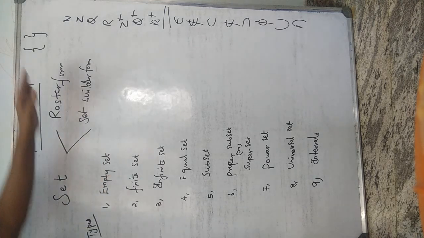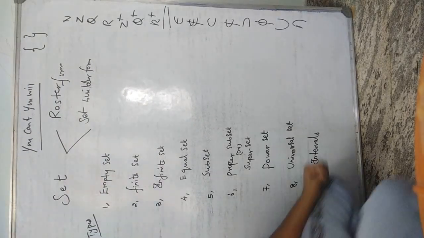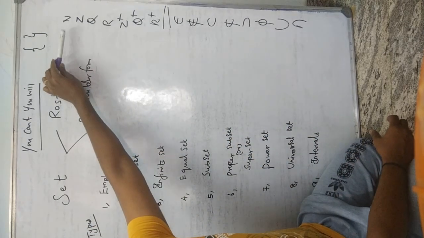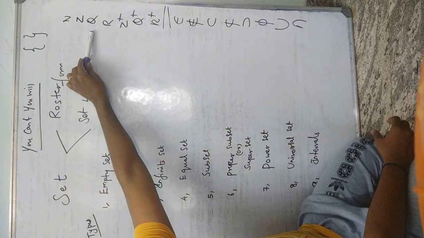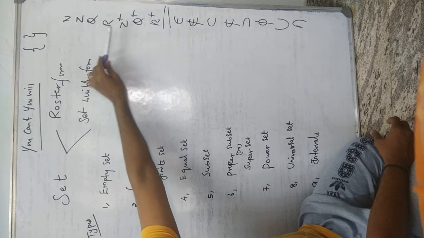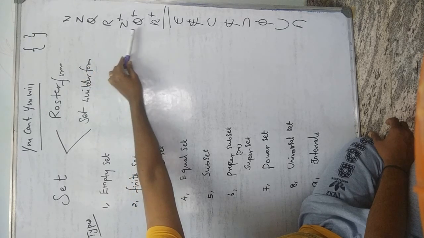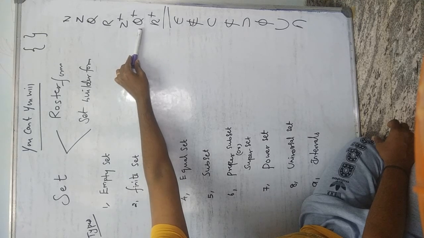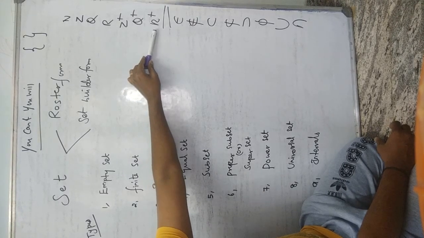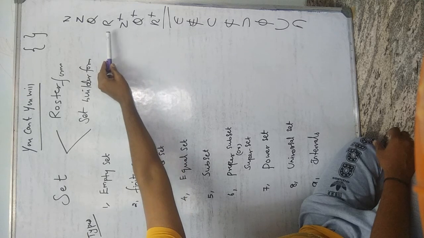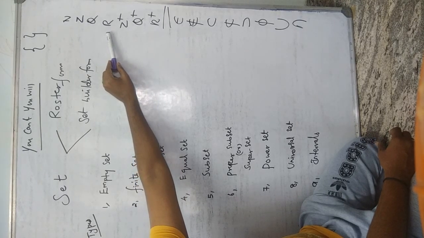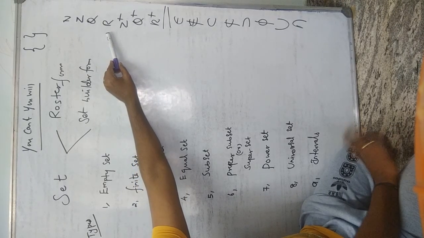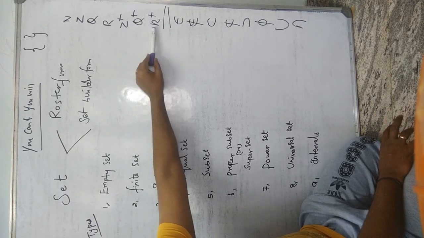And then there are a few symbols I have written here. The first symbol is N, natural number. Z is integer, Q is rational number, R is real number. Z plus is positive integer, Q plus is positive rational number, which is of p by q form, where q is not equal to 0. R plus is positive real number. The real numbers consist of rationals and irrationals; everything comes under the real numbers, and in that, the positive real numbers.